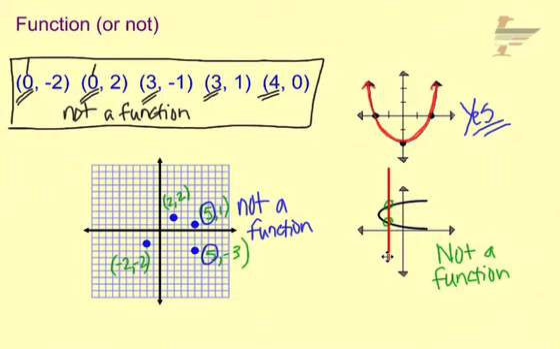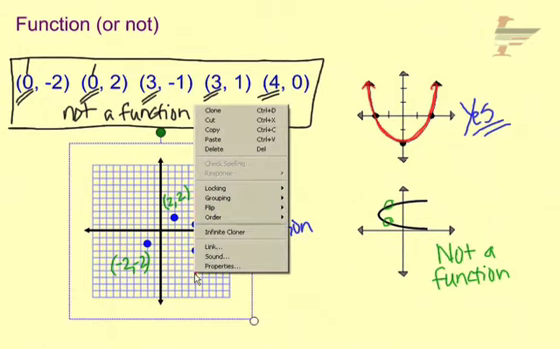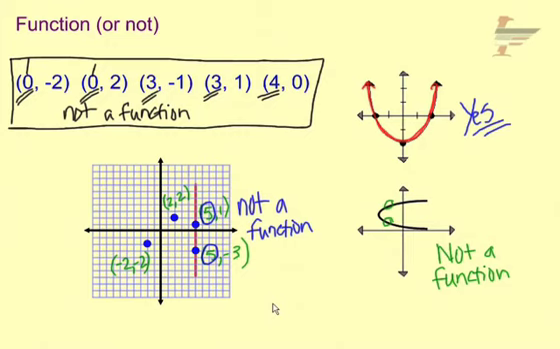When you have repeating x values, like over here, this would not pass the vertical line test also. Those 2 5s as the x values end up stacked on top of each other like that. So a couple ways to figure that one out.